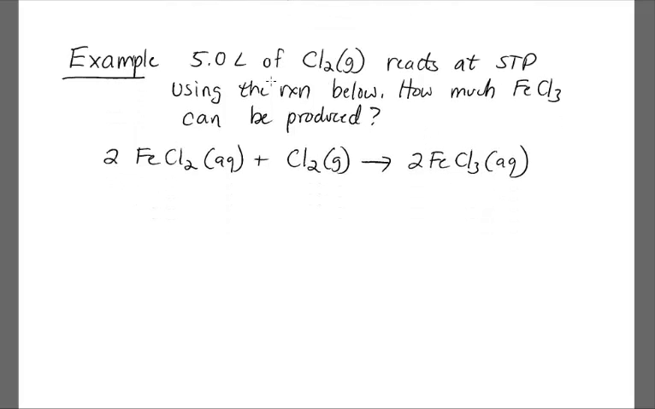So let's do this example. We have 5 liters of chlorine gas reacting at STP using the reaction given. How much iron(III) chloride can be produced? All right, so here's our reaction, and again we have to convert amounts to moles in order to use the coefficients of the reaction equation. So we have to convert 5 liters, which is a volume, and standard temperature and pressure to get number of moles. So the number of moles is given by PV over RT.